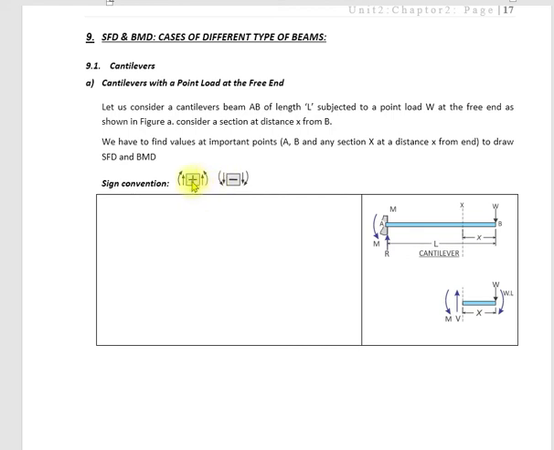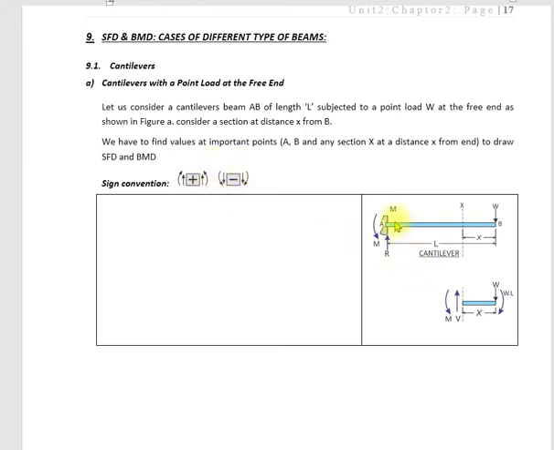So for the sign convention, bending moment left side clockwise we will take positive, shear force left side up we will take positive, and right side up shear force we will take positive, and bending moment right side anti-clockwise we will take as positive, and opposite to this we will take negative.